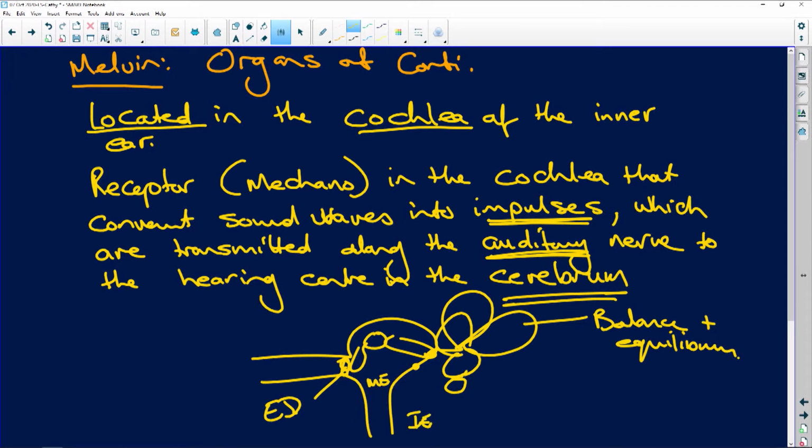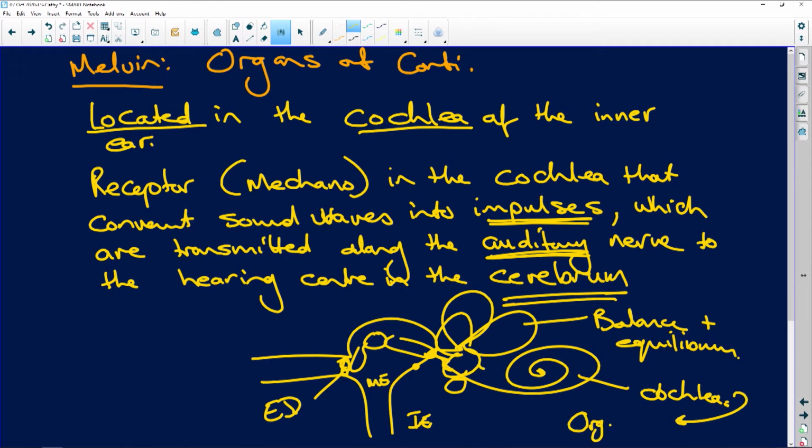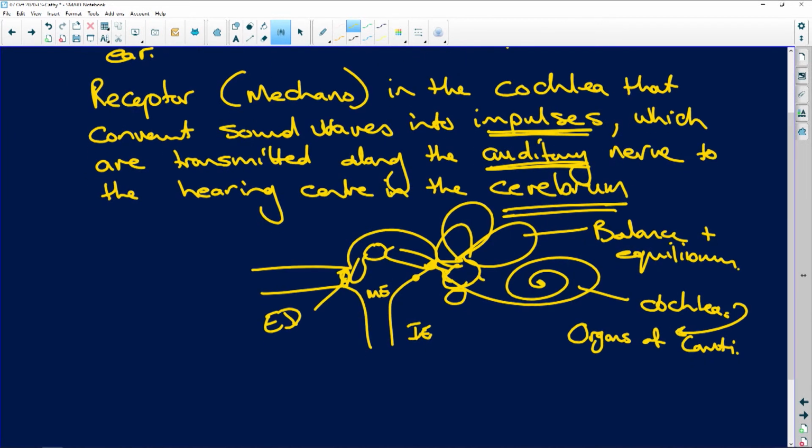Okay, and then from here, it goes here, and then it goes around the bottom, and you've got a little thing that looks like a snail. That is your cochlea. Okay, and inside that cochlea, that is where you are going to find the organs of Corti. Okay, right. Let's just zap down here.